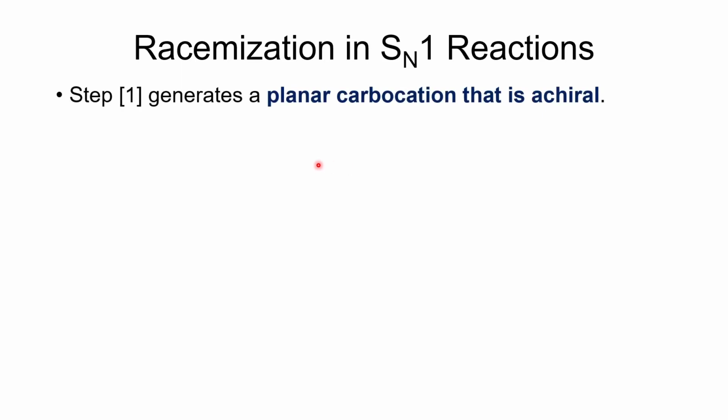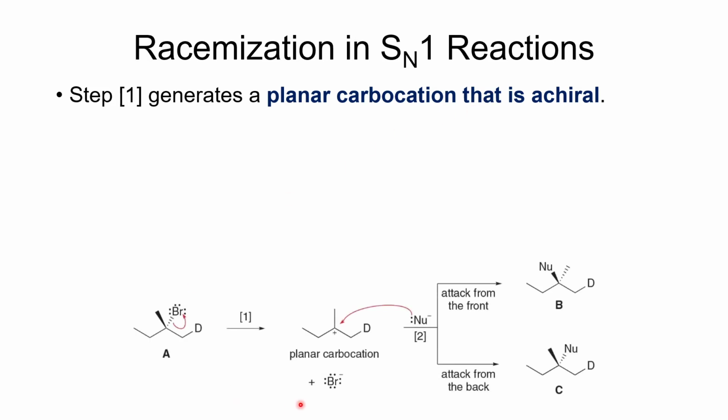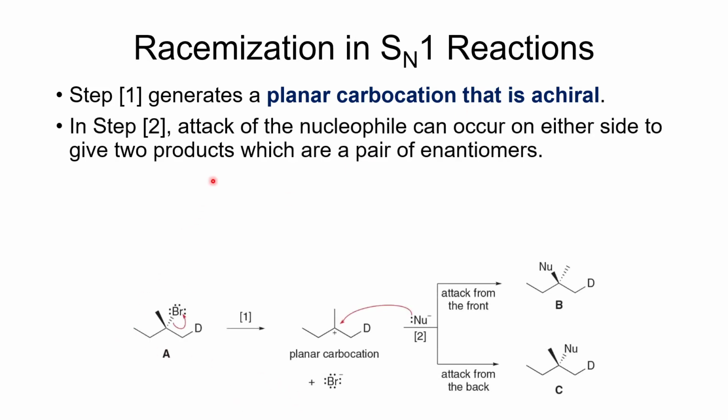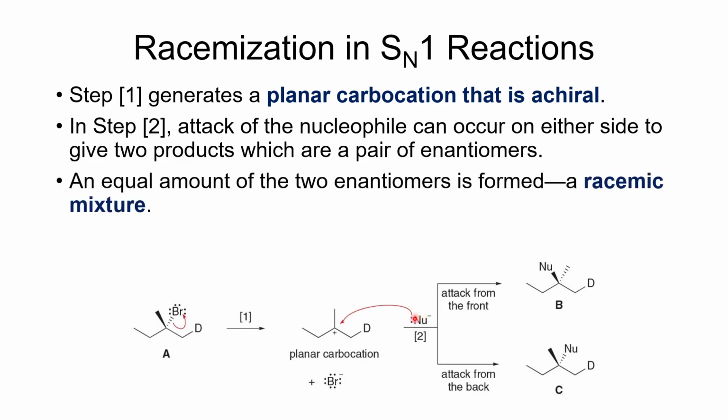So because we generate that planar carbocation, and that planar carbocation is achiral, that means that the nucleophile, when it comes in, can come in from either side. If it comes in from the front, we will end up getting this particular enantiomer, and if it comes in from the back, we'll get this one. Well, because this is achiral, both of those approaches are equally likely, and so we should get a 50-50 mixture of these two enantiomers. When we get a 50-50 mixture of two enantiomers, we call that a racemic mixture.